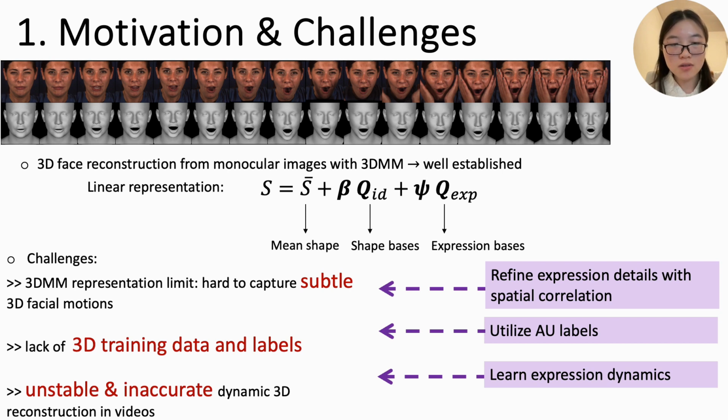Based on these challenges, we are motivated to make several improvements, including refining the expression details with spatial correlations and utilizing AU labels, which will be introduced on the next page. And also, we want to learn expression dynamics.